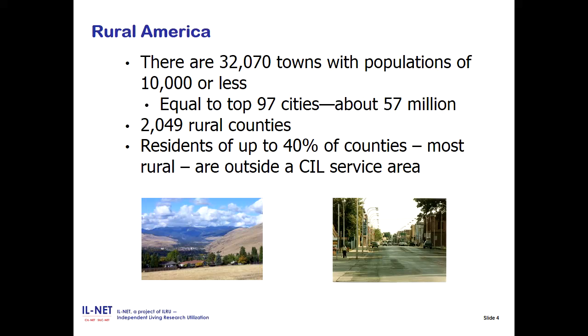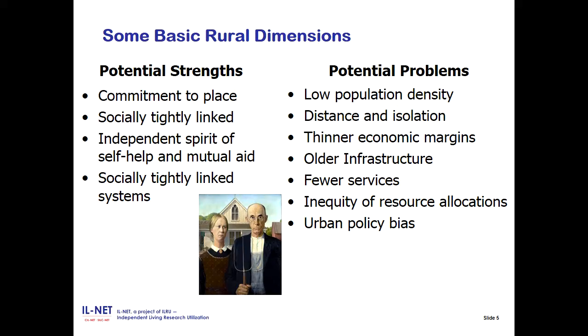But residents of up to 40% of the counties that are home to some of those small towns, most of them rural, are often outside CIL service areas. Next slide, please. The picture in this, I think, is by Sargent. It's the classic brother and sister on the Iowa farm with the pitchfork and the house in the back. It represents some interesting rural characteristics, and it's important to think about some of the characteristics of rural America as you begin to reach into its many small places.